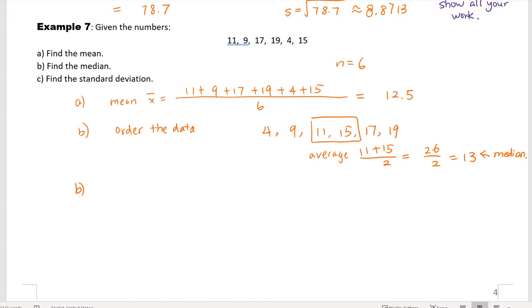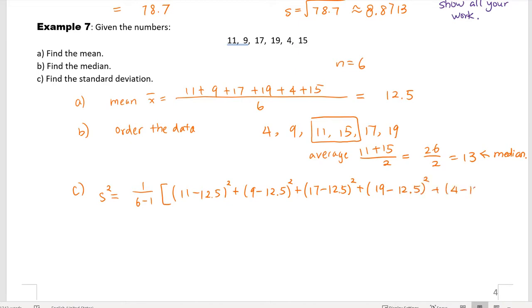Okay, part C, we want to find the standard deviation. Standard deviation, first of all, we want to compute the sample variance. So sample variance is 1 over n minus 1, so 6 minus 1. And then each data, so 11 minus the mean square, 9 minus the mean square, 17 minus the mean square, 19 minus the mean square, and 4 minus the mean square, and 15 minus the mean square.